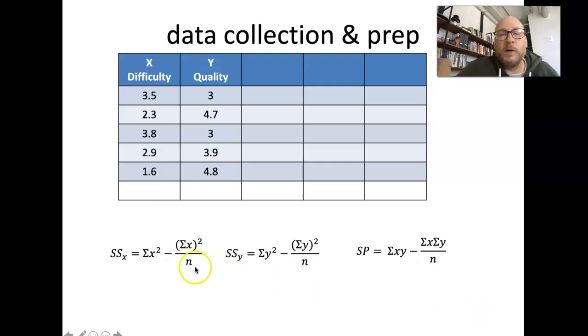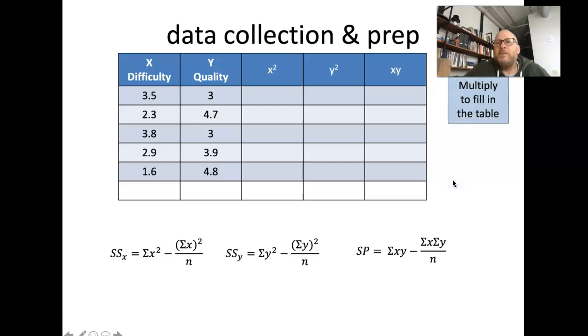So we're going to do that. What I'm going to do is put in these columns an x squared and a y squared. So 3.5 squared goes here, 3 squared goes there, and then here's this xy, the cross products column. That'll be 3.5 times 3. Okay? So it's just x times y, and we do that for all 5 individuals.